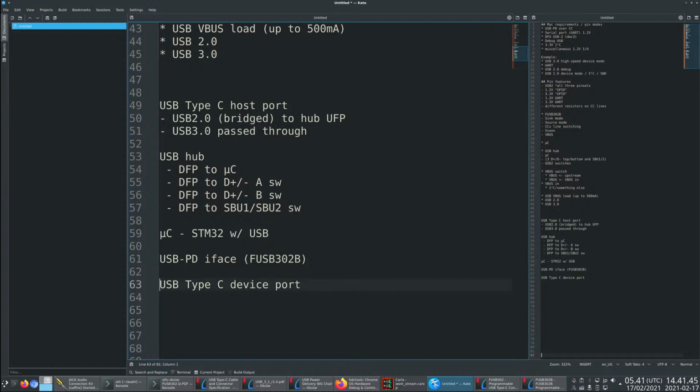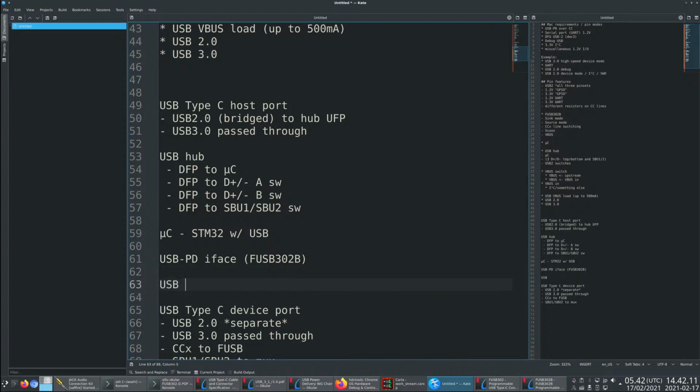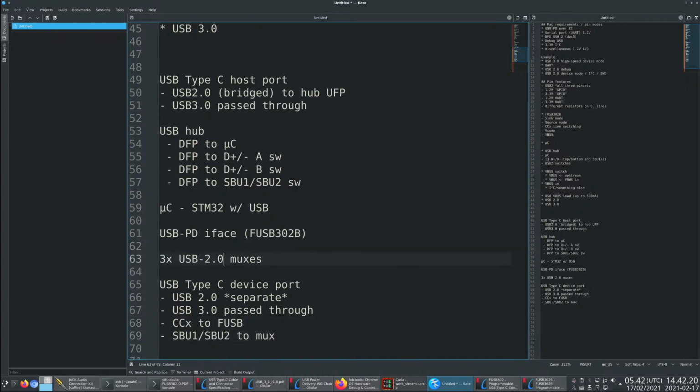Okay, yeah, so the Type-C device port is going to have USB 2.0 separate, USB 3.0 passed through to the host port, and then CC lines to the FUSB, and SBU1, SBU2 to MUX. And so we're going to have USB 2.0 compatible MUXes, one for each set of pins. And it doesn't mean you have to run USB 2.0 over them. It just means these are compatible with USB 2.0 signals, so they can be used for sending the signal over to the hub or to sending it to something else.